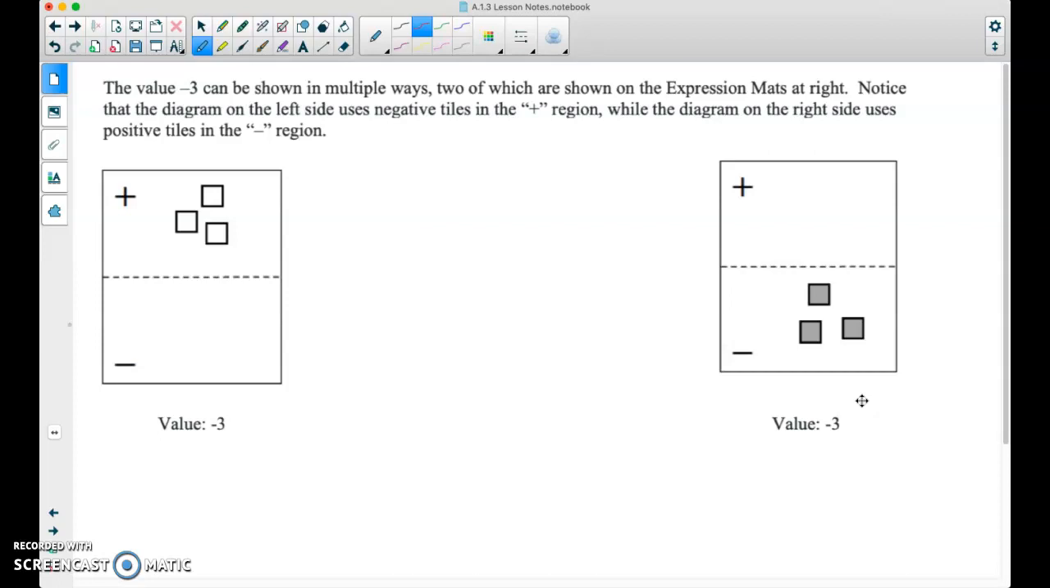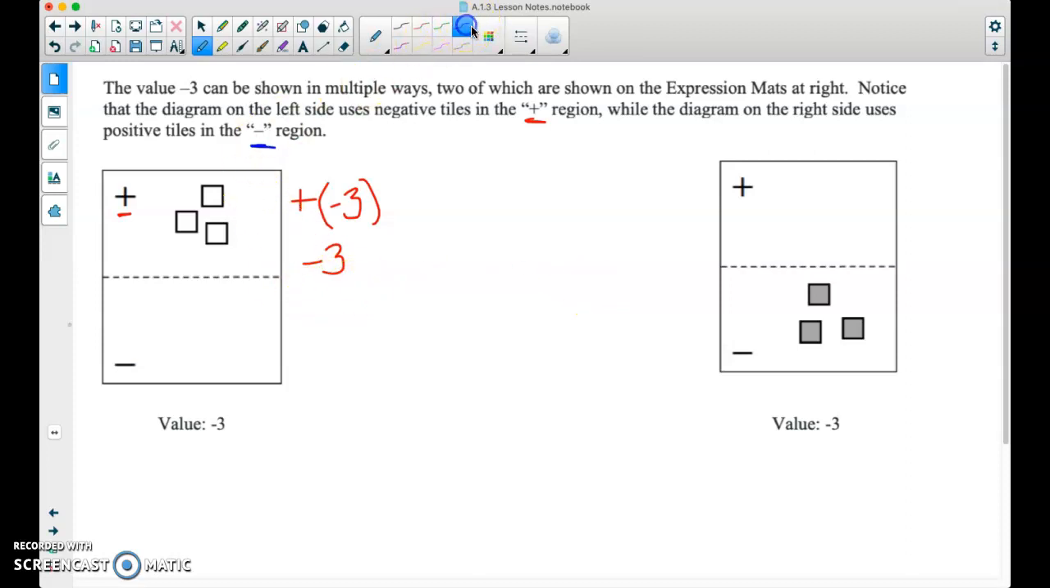So an example would be the value of negative 3. So we have two different ways of writing negative 3 using our expression mats. The diagram on the left uses our positive region, and the diagram on the right is using the negative region. So looking at the one on the left, we have a positive because we are in the top region here, and then we have 1, 2, 3 of our white unit tiles, which means those are negative. So we are adding a negative 3. So when we have different signs here, this basically turns to a subtraction, which is a negative 3.